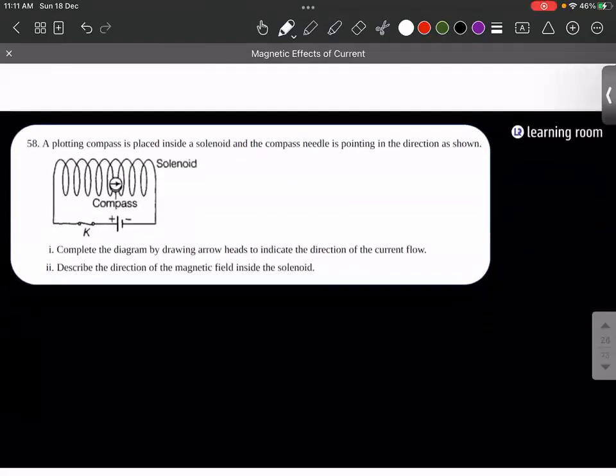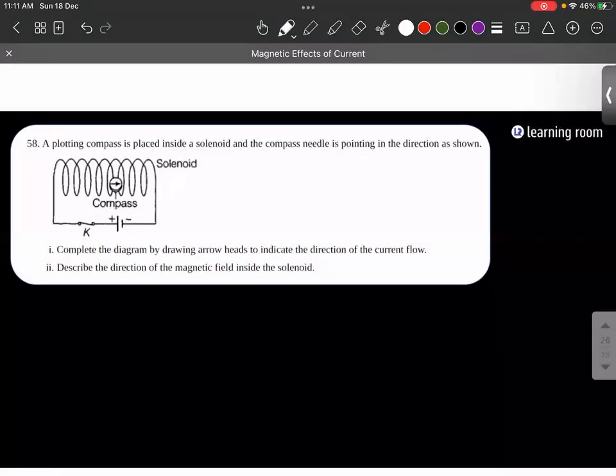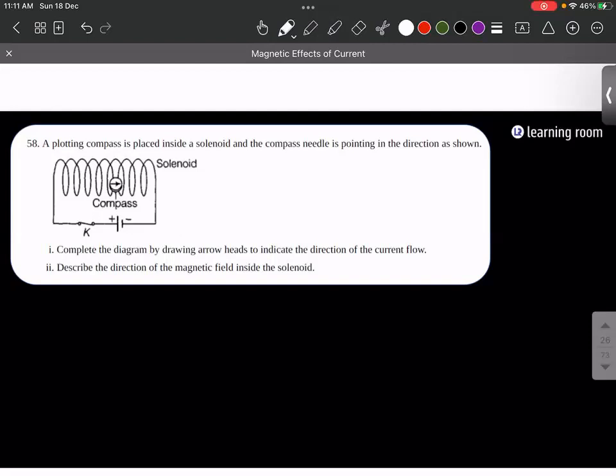58. A plotting compass is placed inside a solenoid and the compass needle is pointing in the direction as shown. Complete the circuit diagram by drawing the arrowheads to indicate the direction of current flow. It's a good question. They should have actually not given the battery, but okay. Since the battery is given, you will be able to find the direction.